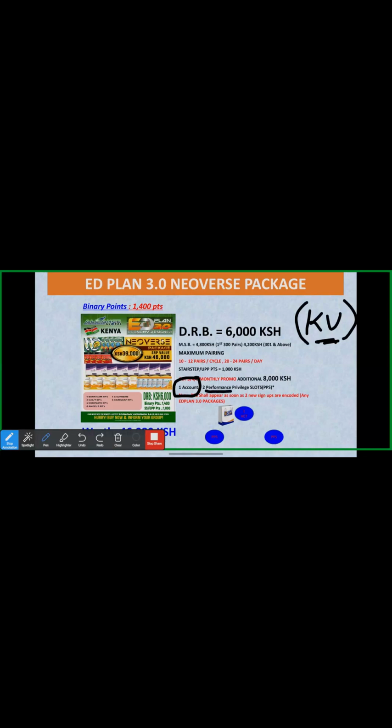Now, these 2 performance privilege slots, they will appear as soon as 2 new signups are encoded with any EdPlan 3.0 packages. So the moment you get started, you'll only be having this in your system. Sawa sawa. So as you are starting, unaanza tu na hiyo moja. Let's say Christine. Let me use Christine. You'll be having Christine hapo, Christine 1 peke yake.